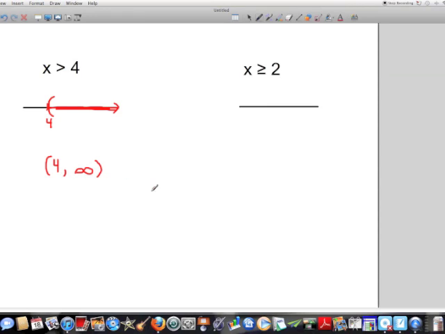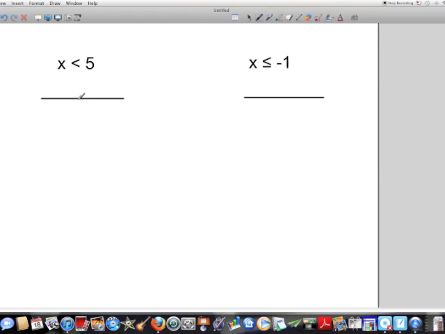Greater than or equal to 2, we'll have a square bracket, and we're going to face to the right, shade to the right. It is a square bracket on my number line, therefore it is a square bracket to begin my interval. And that interval just continues bigger and bigger and bigger until we get out here to infinity, getting a curve.